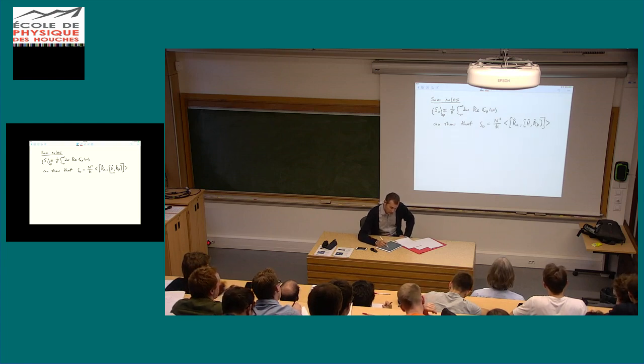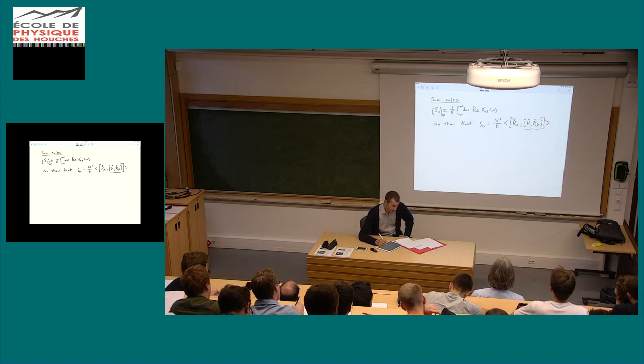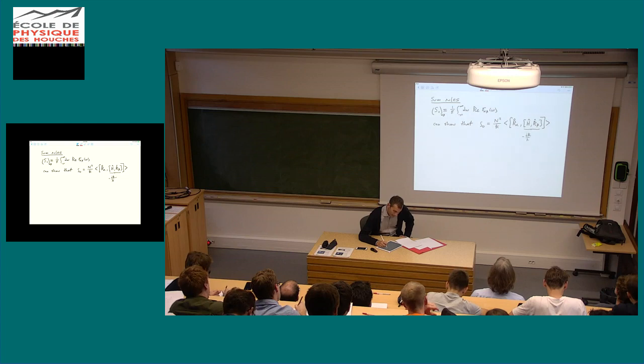Notice by the way that this thing is kind of a familiar object. We just talked about this. This commutator here is the current, let's say, in the beta direction. And so another way of writing this is just n over i h bar times the expectation value of r alpha j beta.